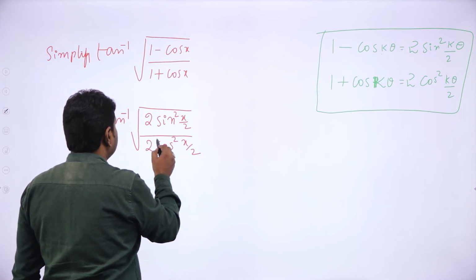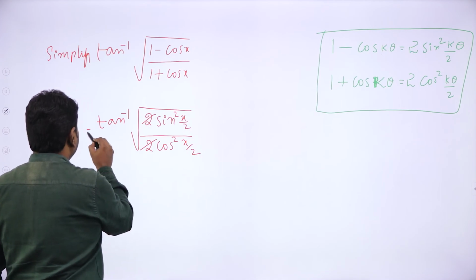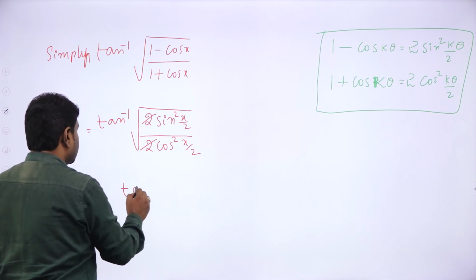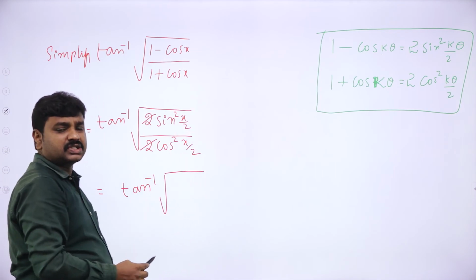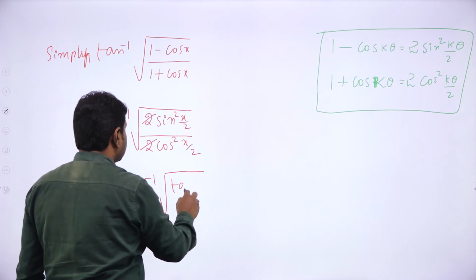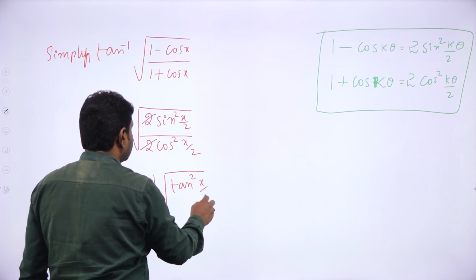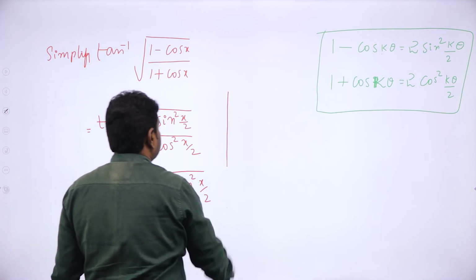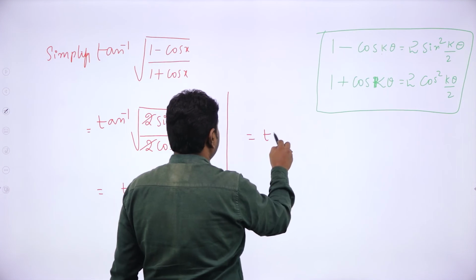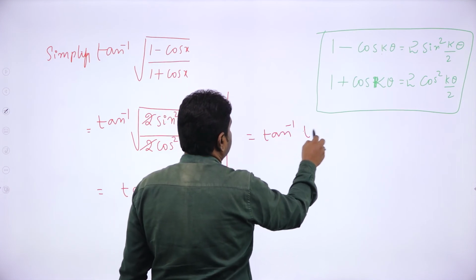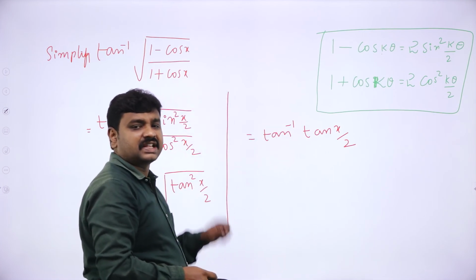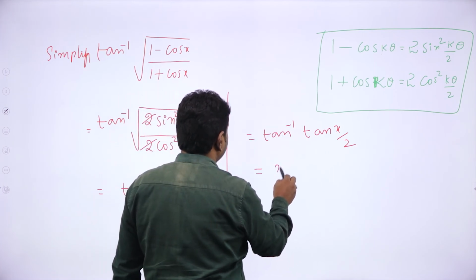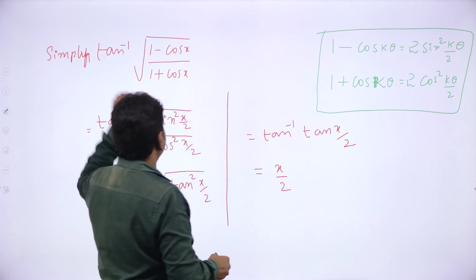Further, can I cancel 2 and 2? So what is left out? So given problem, can I write it as tan inverse of root of sin square by cos square? What is sin square by cos square? Tan square x by 2. Further, square root cancels. So after you cancel square root, we will have tan inverse of tan x by 2. Again tan inverse cancels, and we are left with just x by 2. So they gave such a big problem.